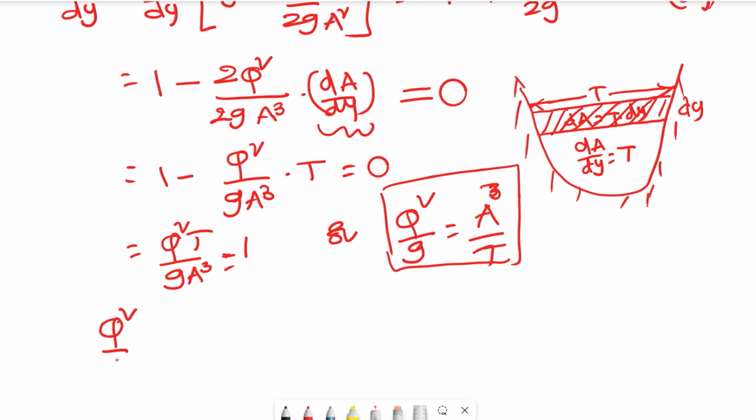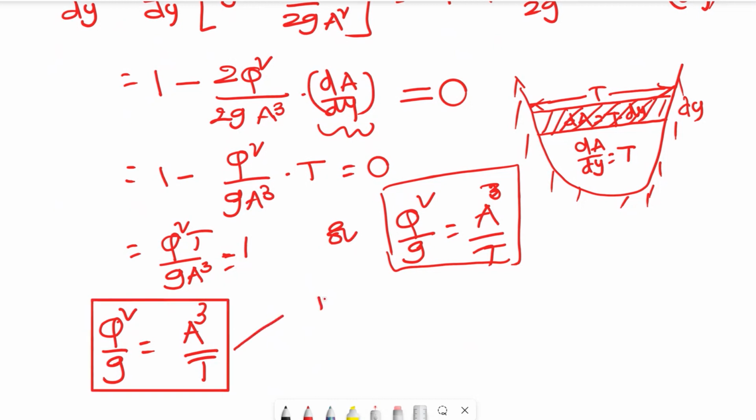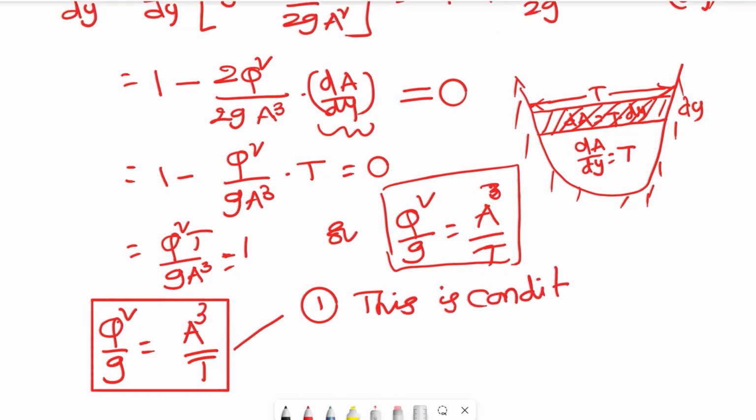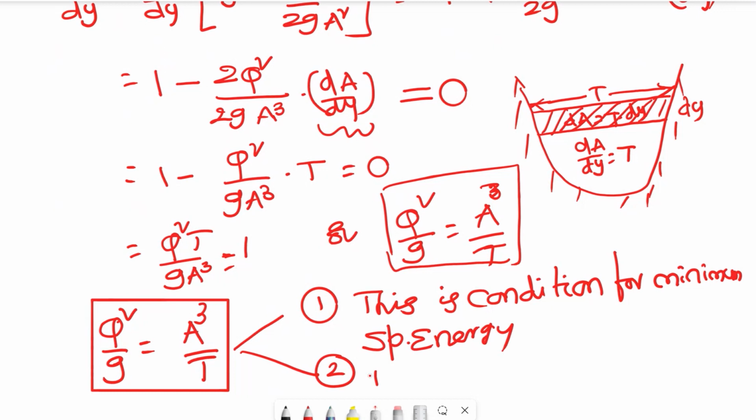Q squared by g is equal to A cubed by T. By writing like that, I wish to tell you two points. Number one, this is the condition for minimum specific energy. This is also the condition for critical flow.